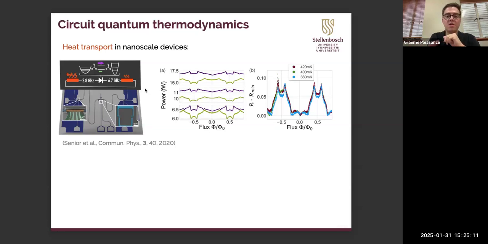A heat or thermal rectifier is essentially the thermal analog of an electric diode. An electric diode is an electrical component that allows electrical current to pass in one direction, but is suppressed in the opposite direction. And so what they have here is a single transmon qubit that's embedded between two resonators, which here are represented by these harmonic oscillators.